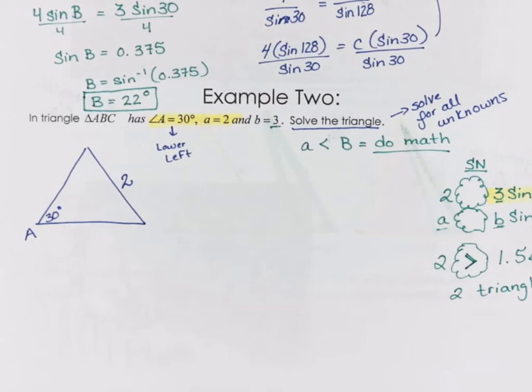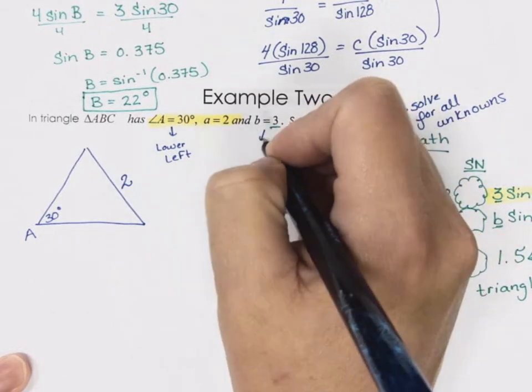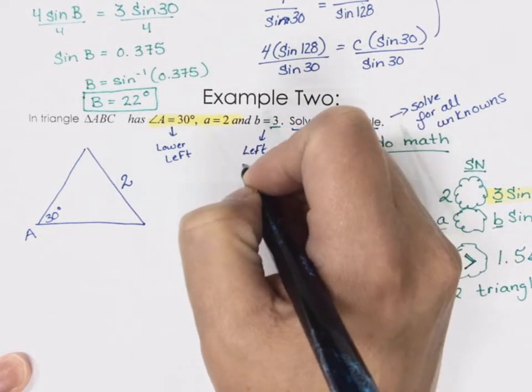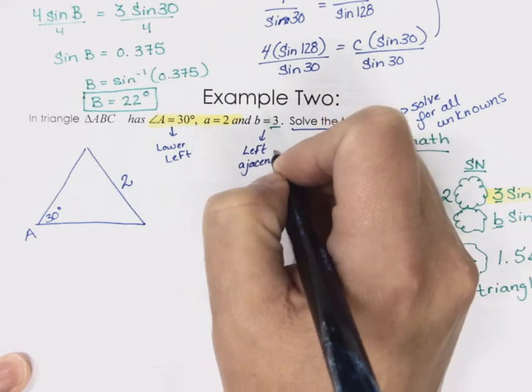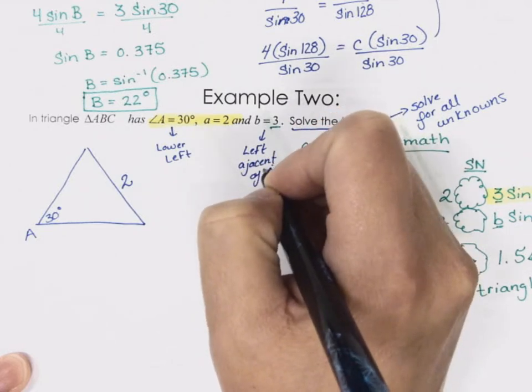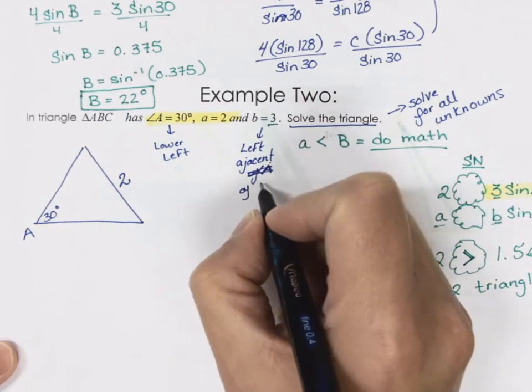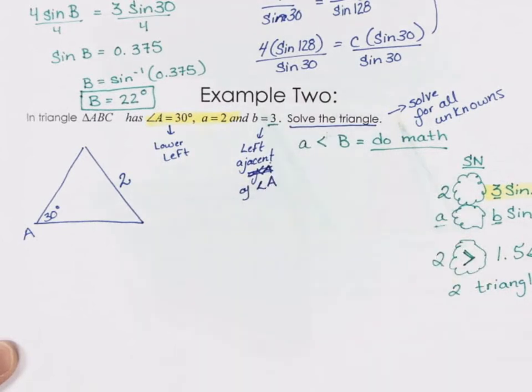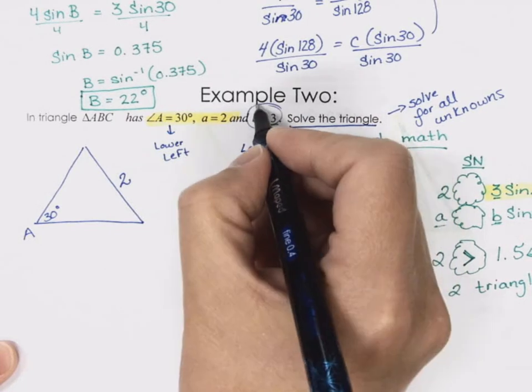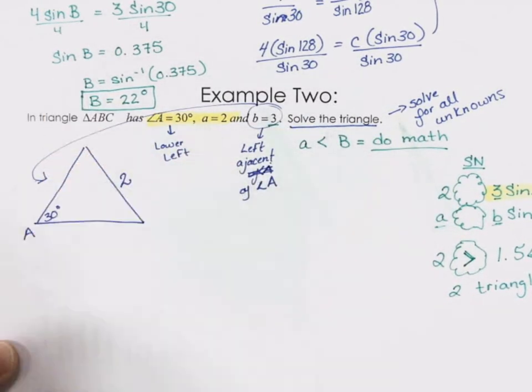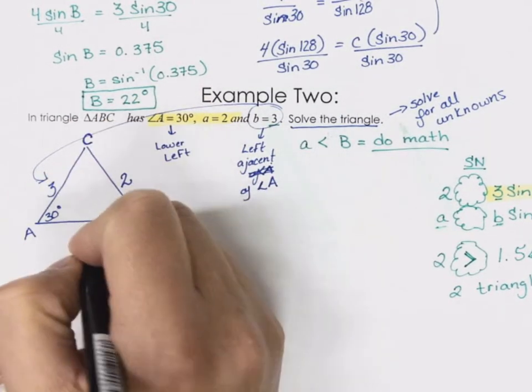And where does my B go? To the left, adjacent to angle A. Oh, that looks terrible. That looks like a K with a long, let's try that again, angle A. There we go. So this one will always go to the left of A. So that would be 3. That's side B. So this has to be C, and that has to be lowercase c.